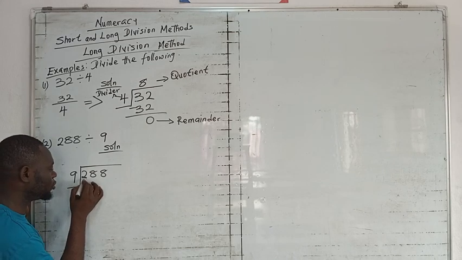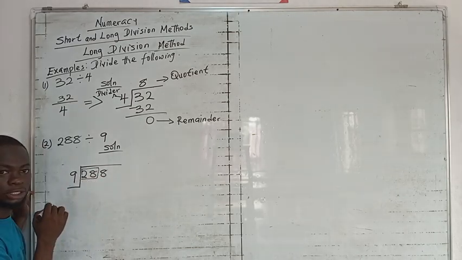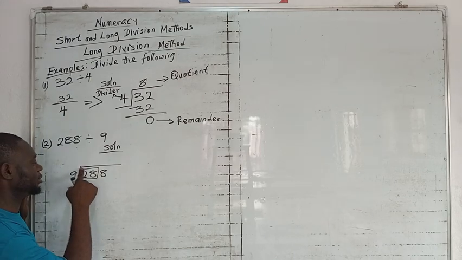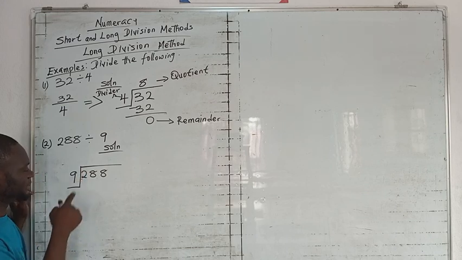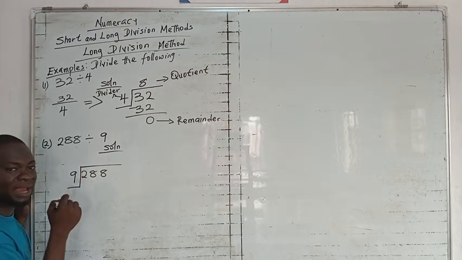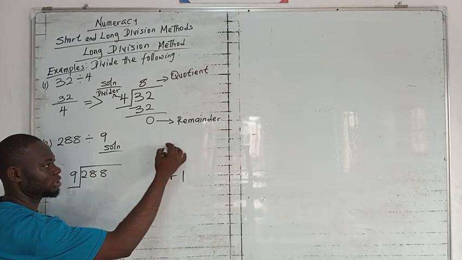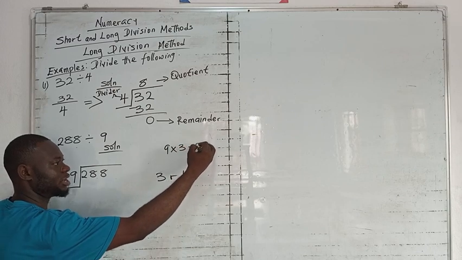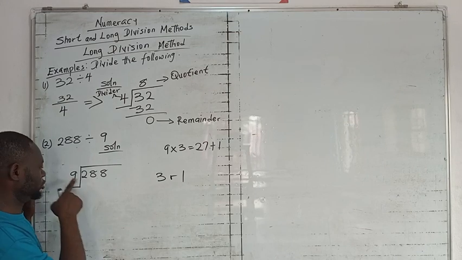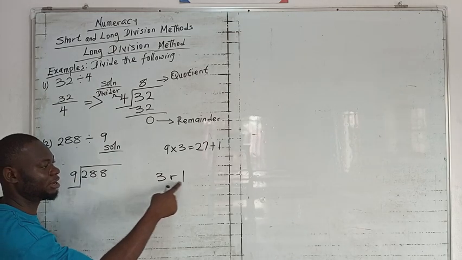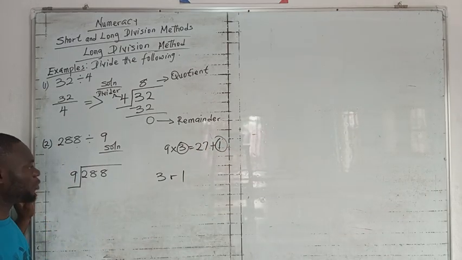So we now take 2 and 8, these two together. Are you seeing it? And divide by 9. So we are now looking at 28. 28 divided by 9 is what? 3 remainder 1. Because 9 times 3 is 27. And 27 plus 1 is 28. Right? So 9 divided into 28 is 3 remainder 1. Okay? Now what do we do?